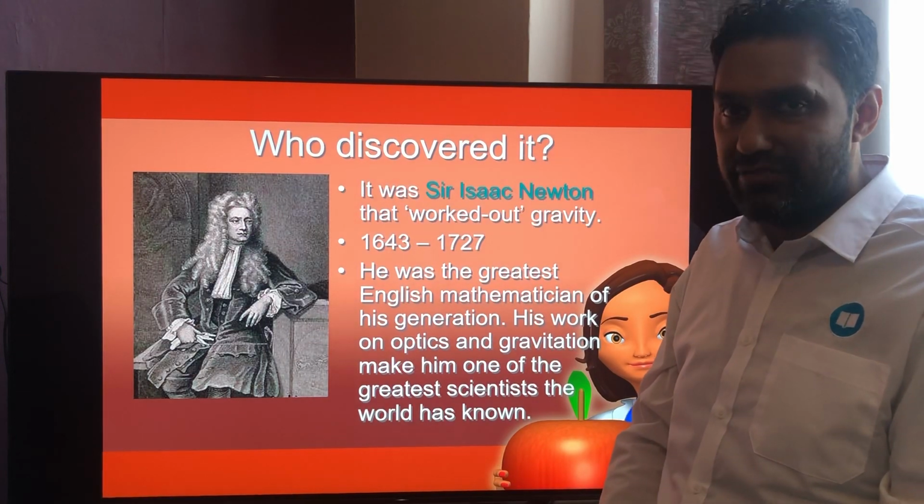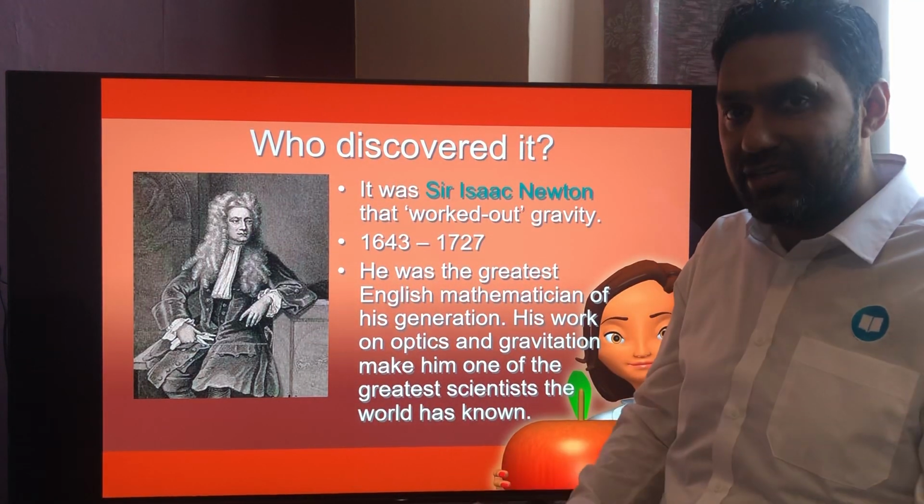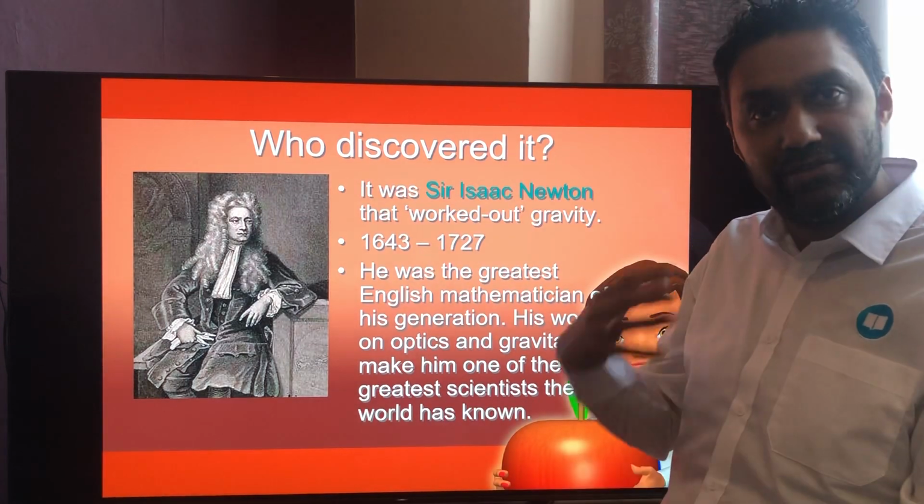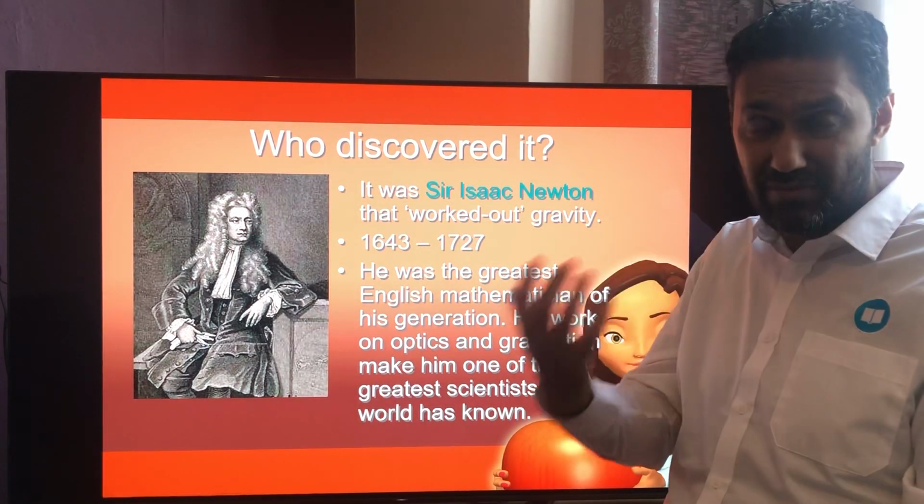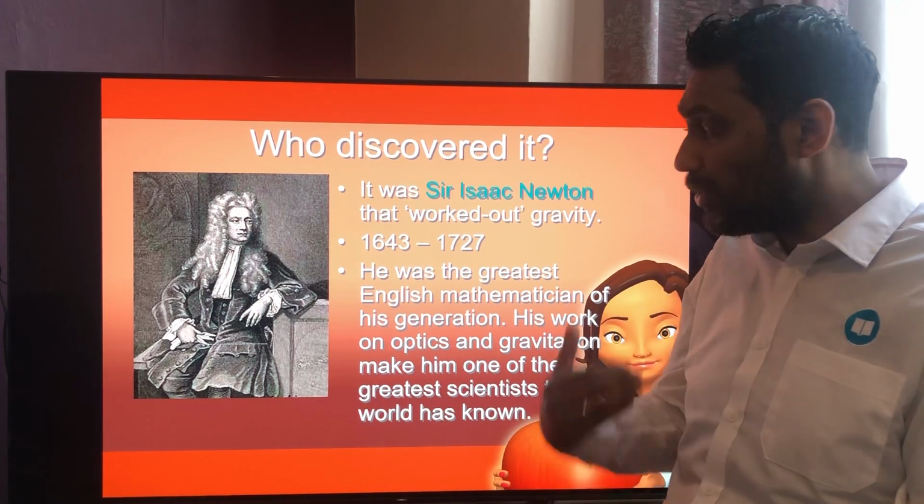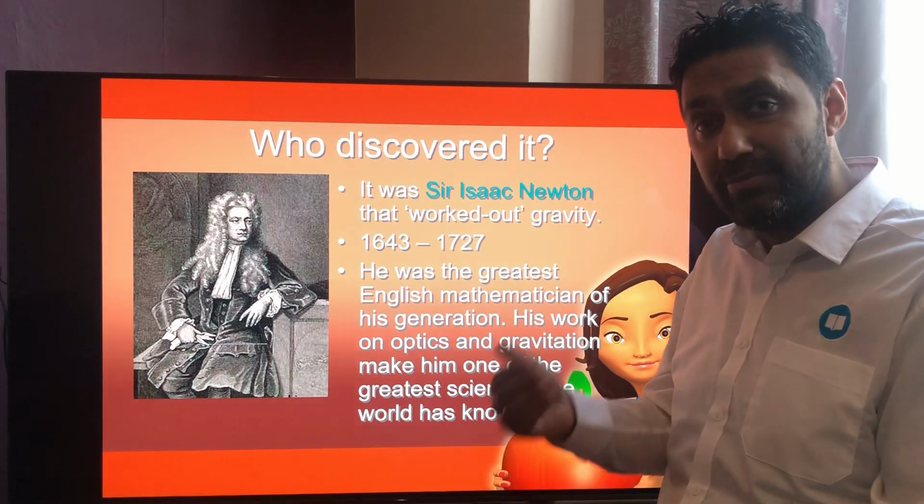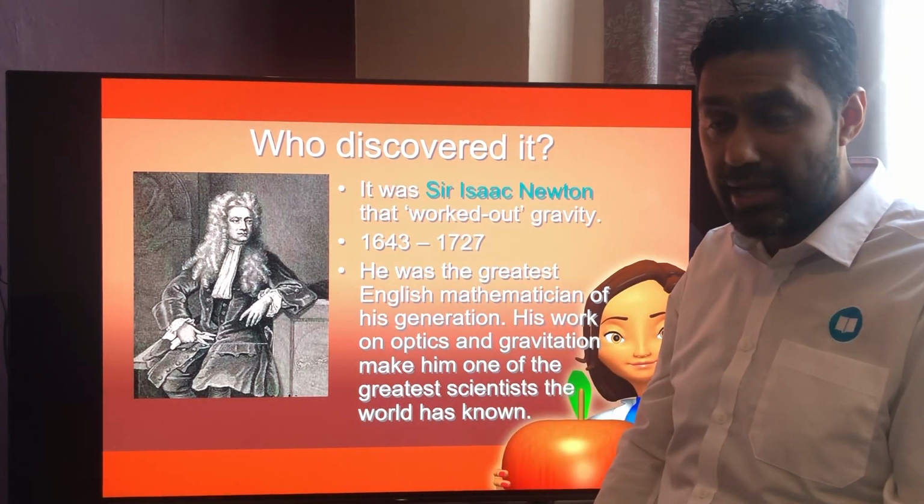So, who discovered gravity? Well, Isaac Newton didn't actually discover gravity. Gravity was always there. But what he did is he started to explain this notion of gravity and what it does and the importance of it. And when we go into the GCSEs, you'll learn more about Isaac Newton and about his 3 laws of motion.